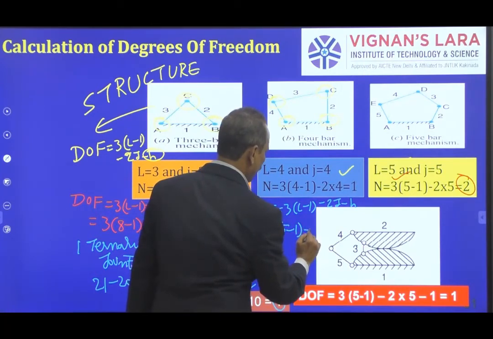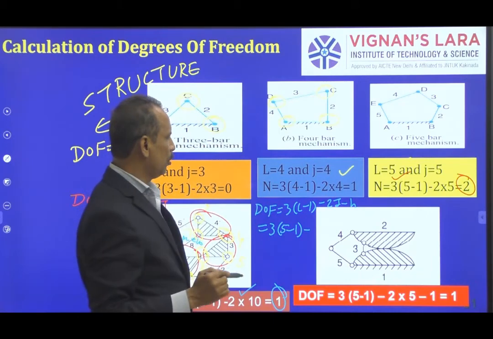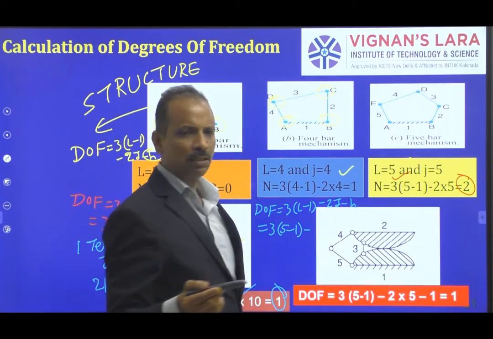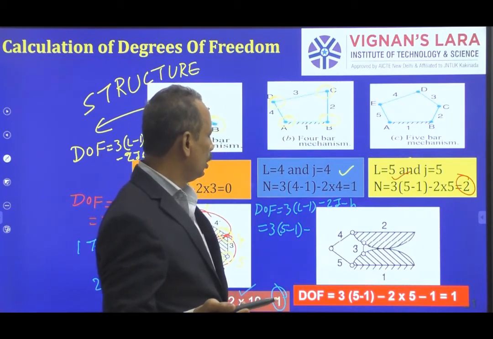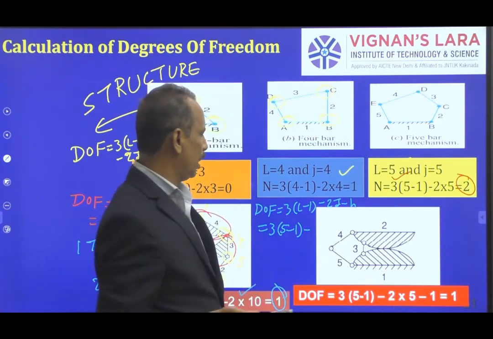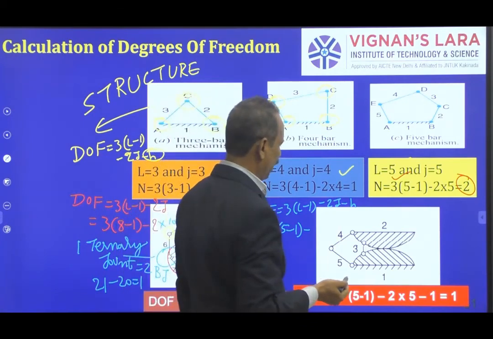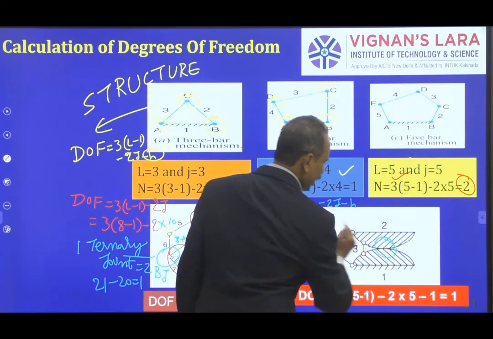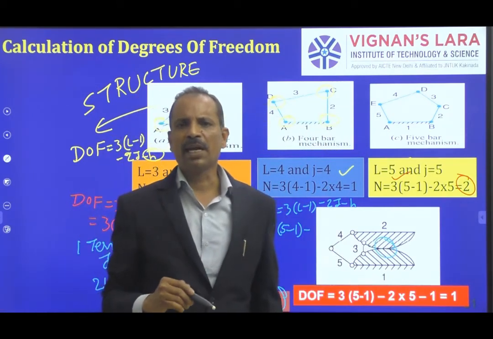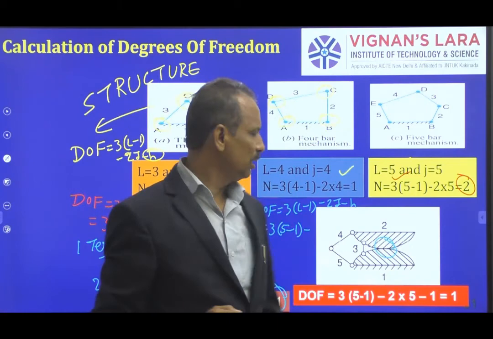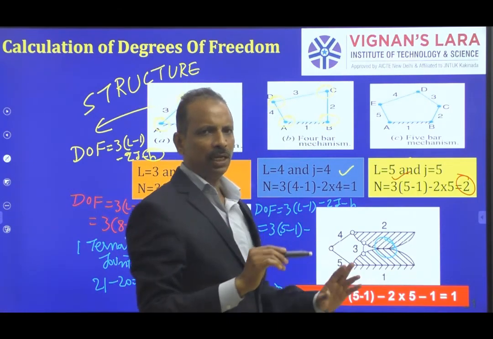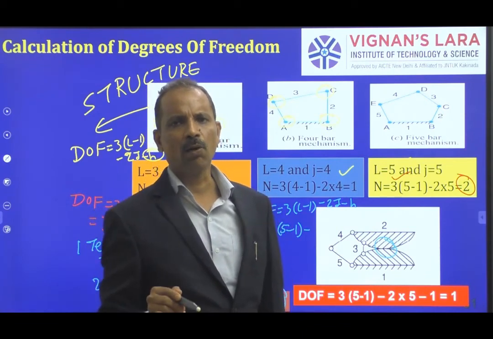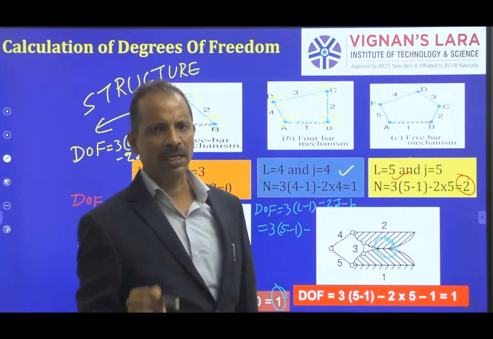Minus, where are the lower pairs, where are the higher pairs? Of course, at the preliminary stage you may not be in a position to tell which is a lower pair and which is a higher pair. But I will tell you, this is a higher pair. A cam follower like this, even though it looks like an area, is not an area contact; it is a point contact or a line contact, which is called a higher pair.